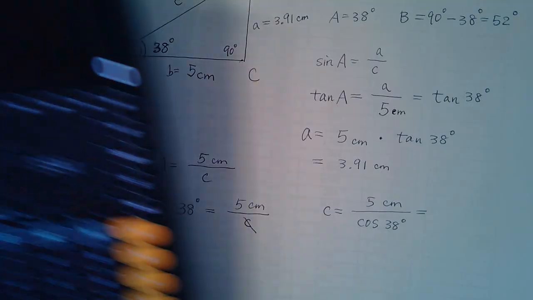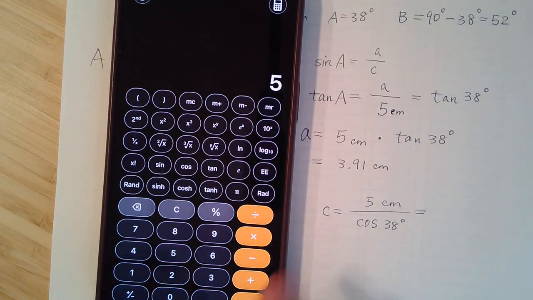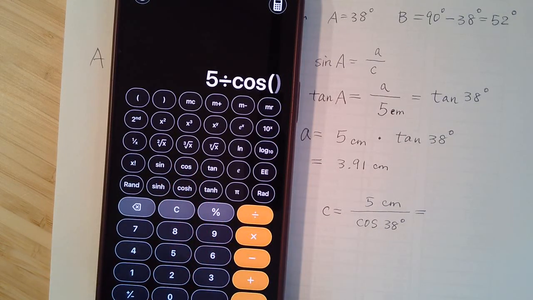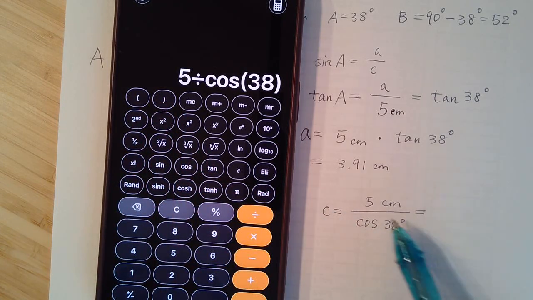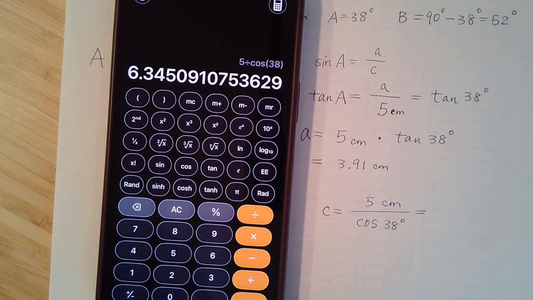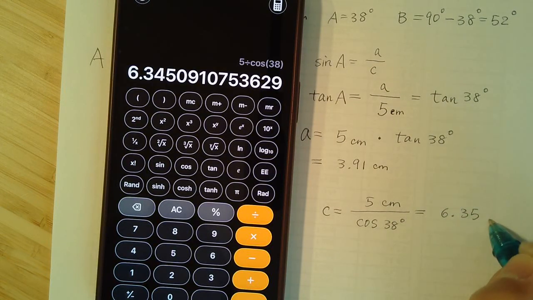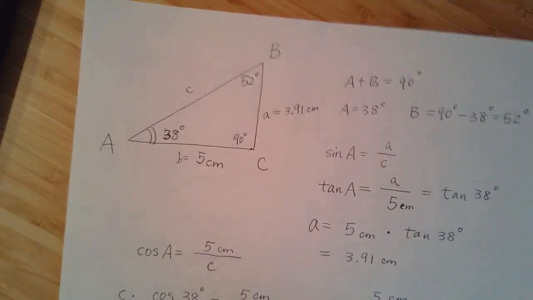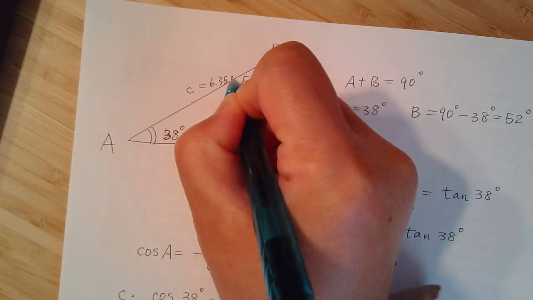Okay. So that's going to be 5 divided by cosine, and automatically open this parenthesis. You just put the degree inside and close the parenthesis. So that's 5 over cosine 38. Okay, so it's 6.35. Don't forget centimeter. Therefore, that is 6.35 centimeter.